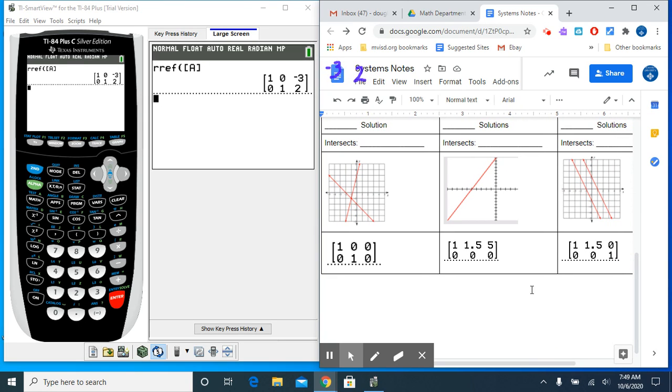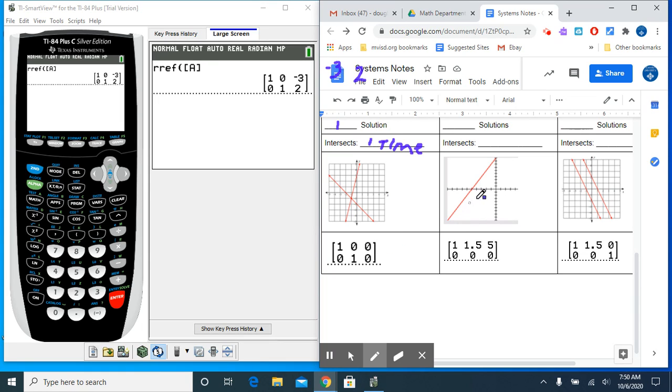So the notes are up there. You can kind of look at them. I just want to reiterate that when you get an answer matrix, notice this answer matrix has a diagonal of 1s. If you have a diagonal of 1s, then it's just like a graph that intersects at one place. So this would have one solution and intersects one time. So if you're graphing and the lines cross, it's one solution. If you got a diagonal of 1s, then that last column is your one solution.